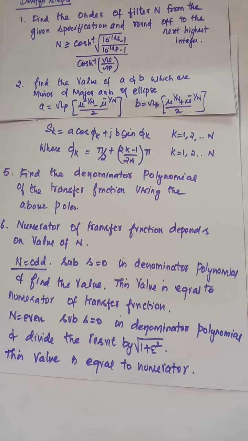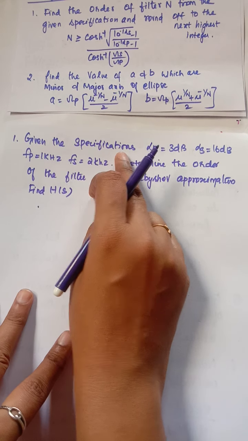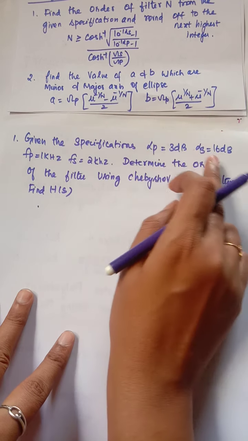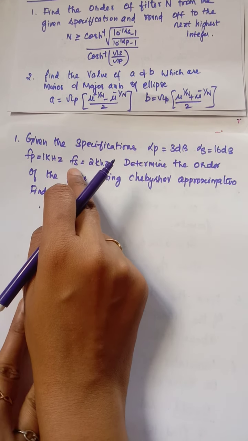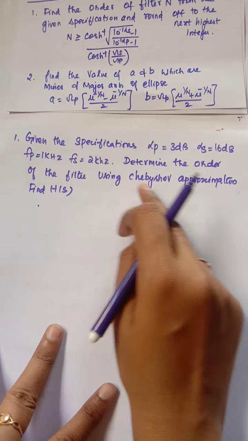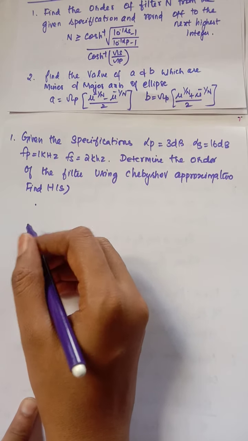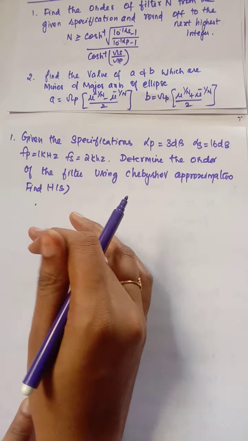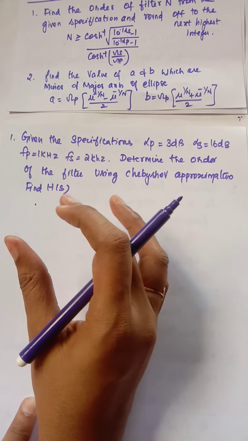Okay, now see this problem. The given specification is αp equal to 3 dB and αs equal to 16 dB. Passband frequency is given, stopband frequency is given. You need to determine the order of the filter using the Chebyshev approximation, and you have to find the transfer function. Another thing is, here we are not going to design for a cutoff frequency of Ωc equal to 1.